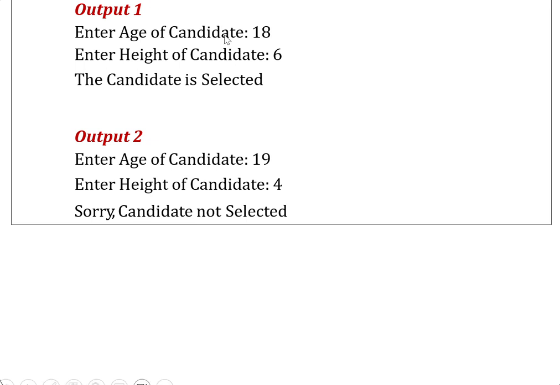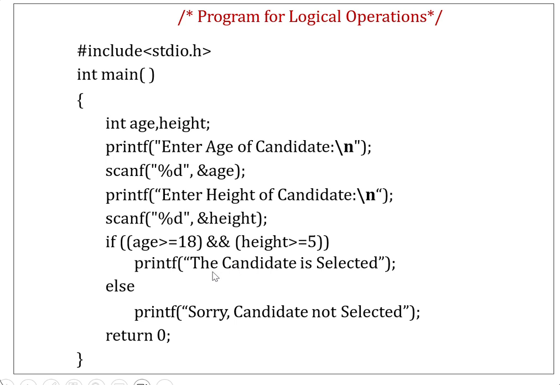Now we have given the age of the candidate as 18 and height of the candidate as 6. When both are true, the candidate will be selected. When you give any values less than 18 and less than 5, or if any one condition goes false, then it will go to the else statement, because the return value will be false and it will be 0. So it will go to the else part and say, sorry, the candidate is not selected. So both should be above the values which are given, that is 18 and 5.